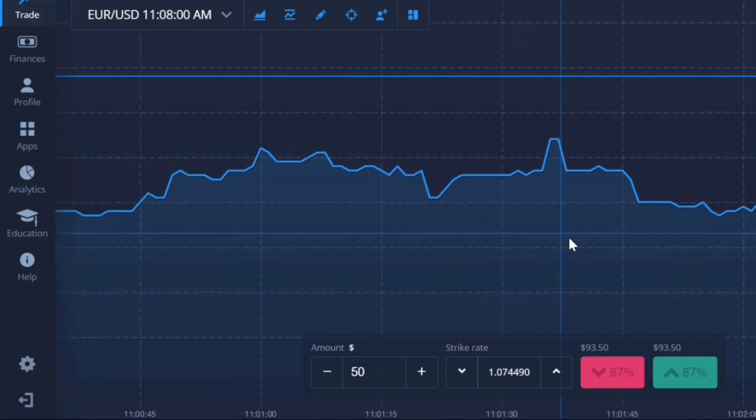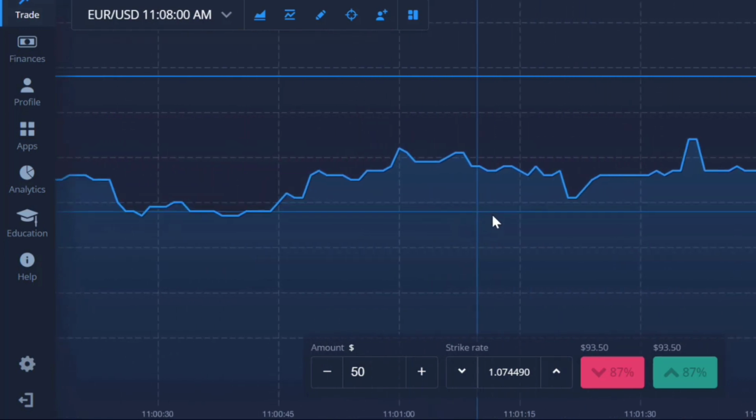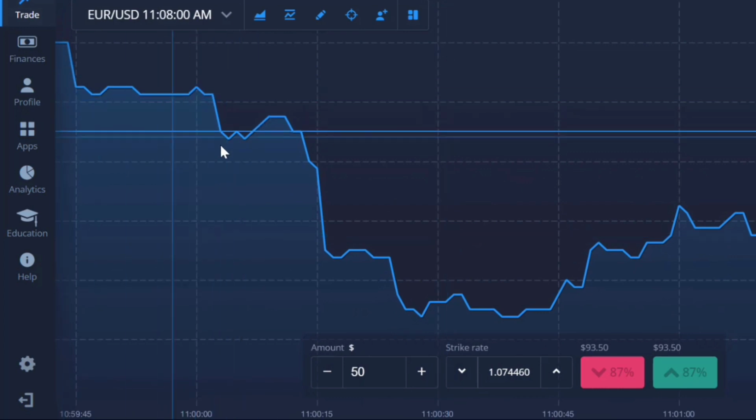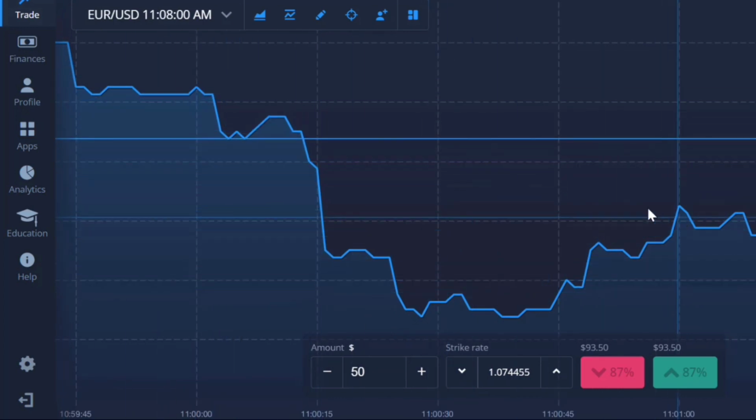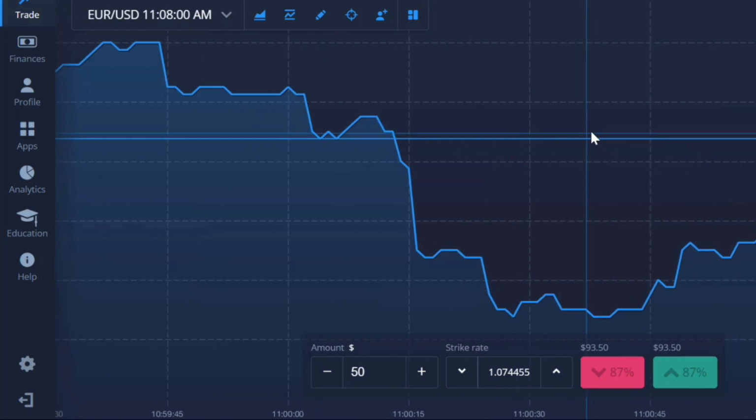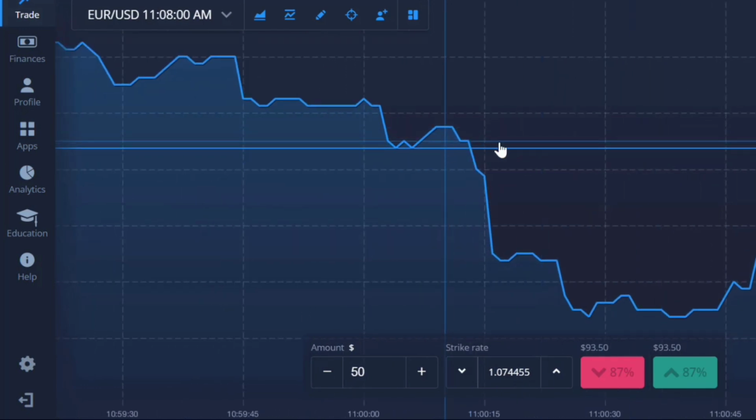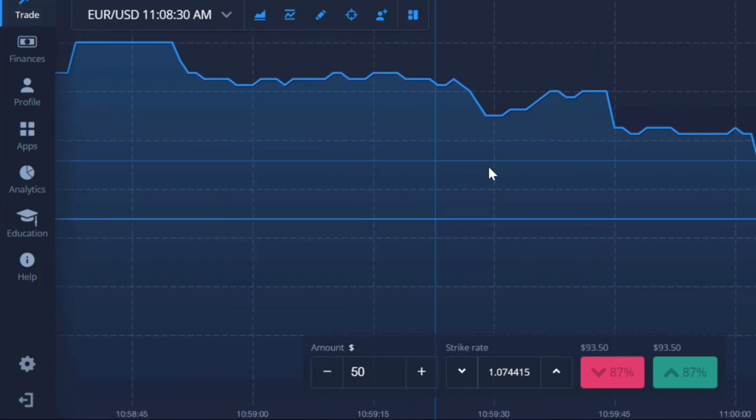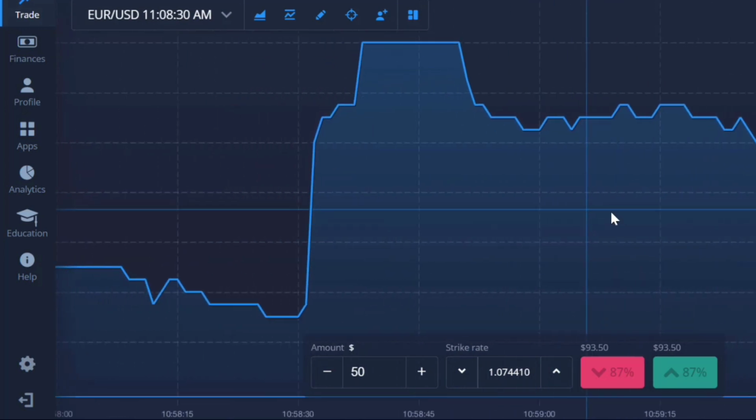Learn from your mistakes. Every trader will make mistakes at some point, but it's important to learn from them and use them as an opportunity to improve your trading skills. Remember, trading requires discipline, patience, and a willingness to learn and adapt. By continually working to improve your skills and strategies, you can become a more successful trader over time.